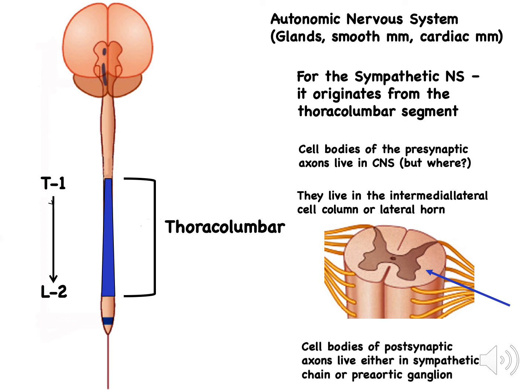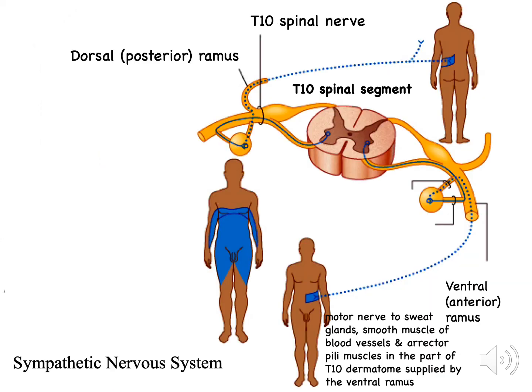Okay, the cell bodies of postsynaptic axons live either in the sympathetic chain or some place called the pre-aortic ganglion. Pre means in front of the aorta, and the aorta has three specific areas where the ganglia live, and those are the three unpaired vessels that you'll see in Unit 4. But for now, these ganglia live right in front of the aorta and in a place called the sympathetic chain. We'll get to that. You saw the sympathetic chain in the thoracic lab. Let's just continue for now.